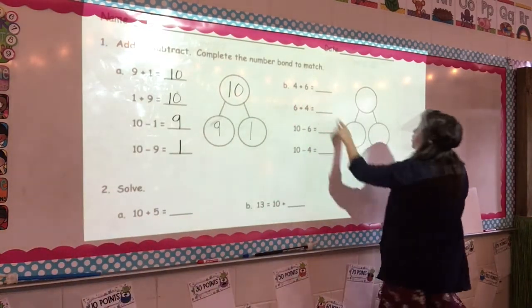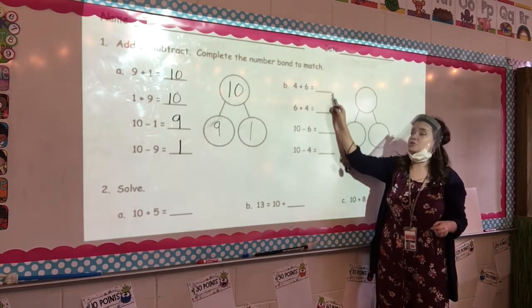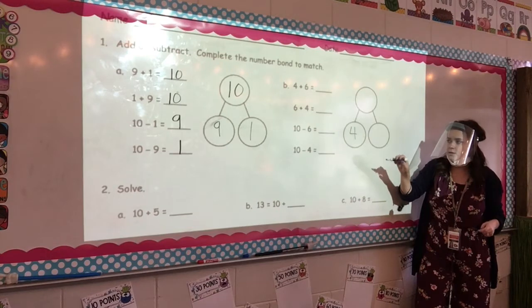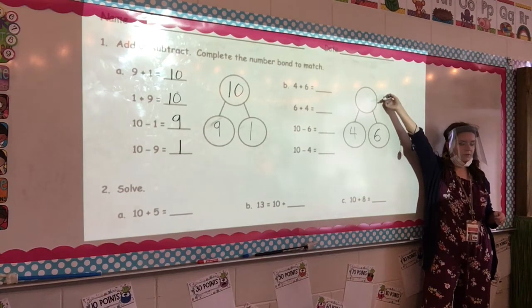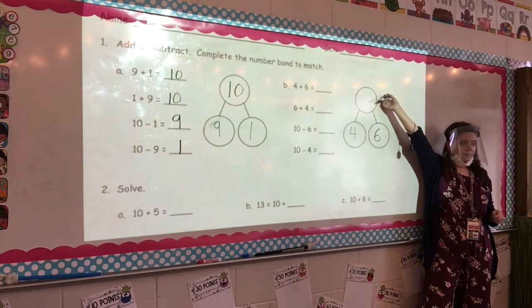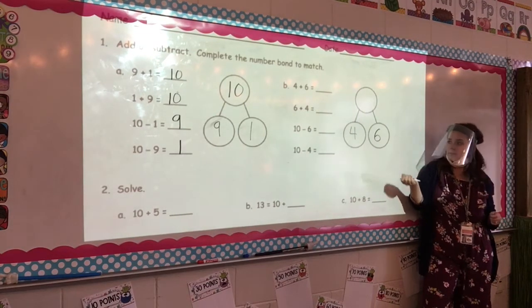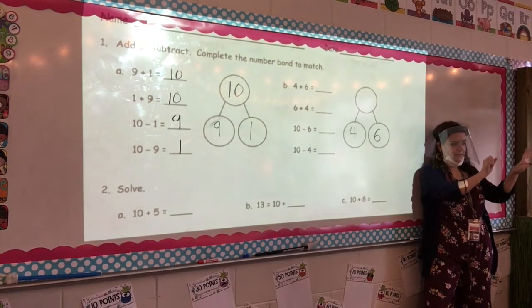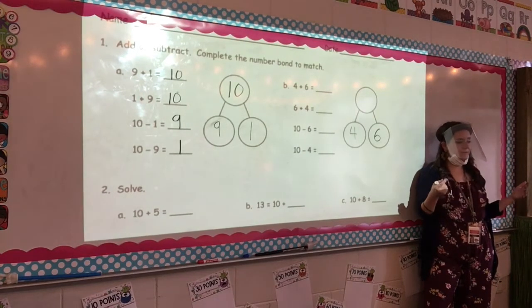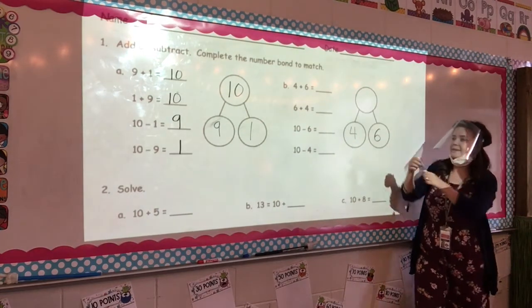Now let's look at this one. 4 plus 6. I'll tell you right now, 4 and 6 are your parts because you're looking for the total. So I can write 4 in this one, 6 in this one, and my total will be what? Almost. 4 plus 6 would give me what? Those are number friends to 10. So 4 and 6 give me 10. So my total will be 10.